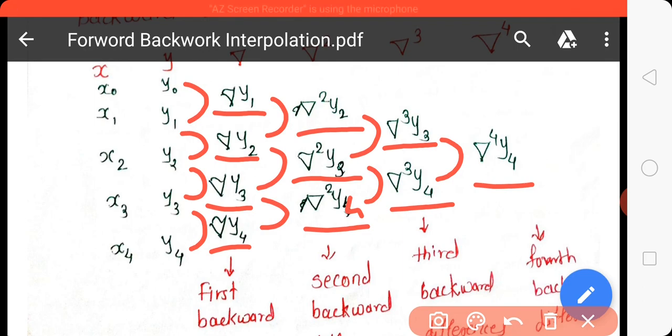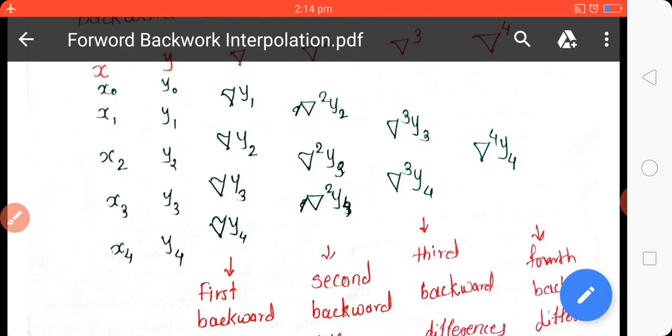In this lecture, we saw formulas to find forward and backward differences for the function.